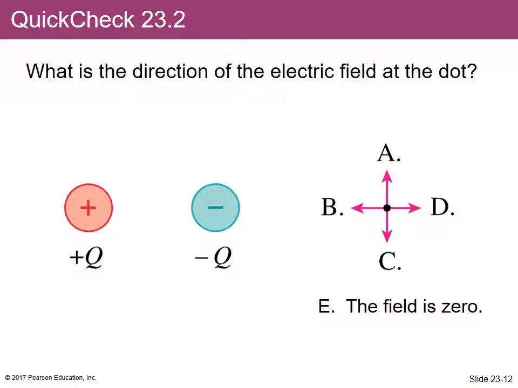What is the direction of the electric field at the dot? Since the test charge is always positive, the direction of the electric field due to the positive charge points to the right. The electric field due to the negative charge points to the left. Since the negative charge is closer to the evaluation point than the positive charge, the strength of the electric field due to the negative charge is greater than that of the positive charge. The net field must point to the left.